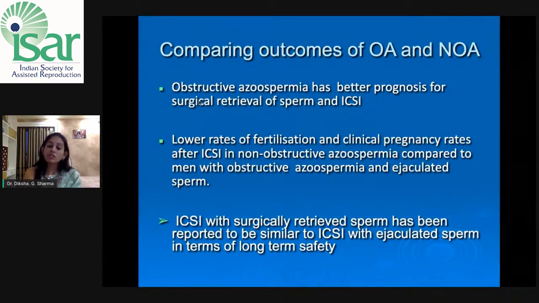ICSI with surgically retrieved sperm, on the other hand, has been reported to be similar to ICSI with ejaculated sperm in terms of long-term safety. So we can reassure our patients that even though we are using surgically retrieved sperm, the ICSI outcomes and the pregnancy outcomes are very good.